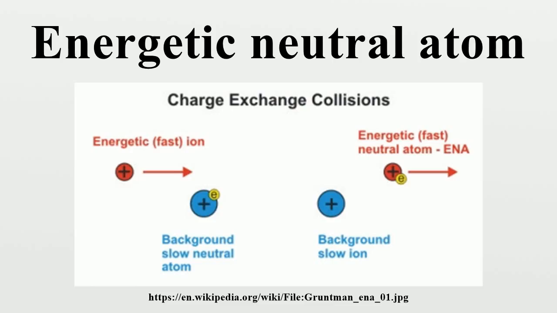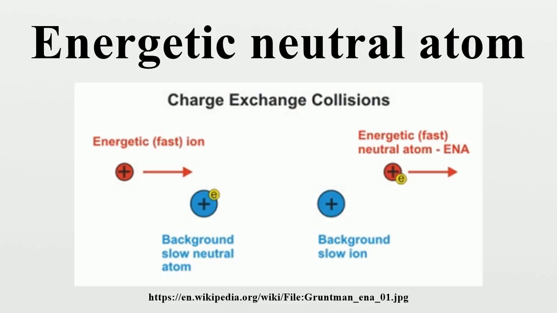ENA instruments are roughly divided into low, medium and high overlapping groups that can be arbitrary and vary from author to author. The low, medium and high energy range from one author is shown in the graph, along with the energy ranges for the three instruments aboard the IMAGE satellite.